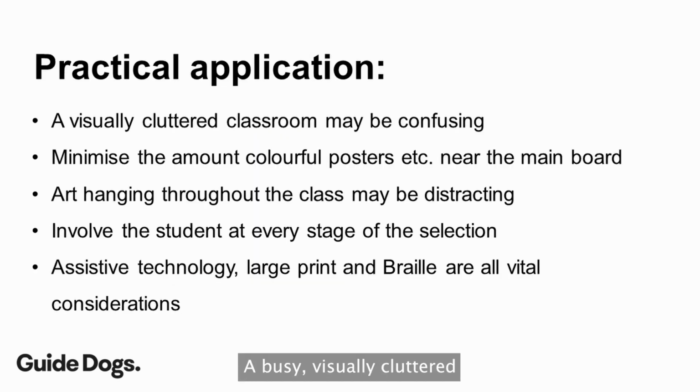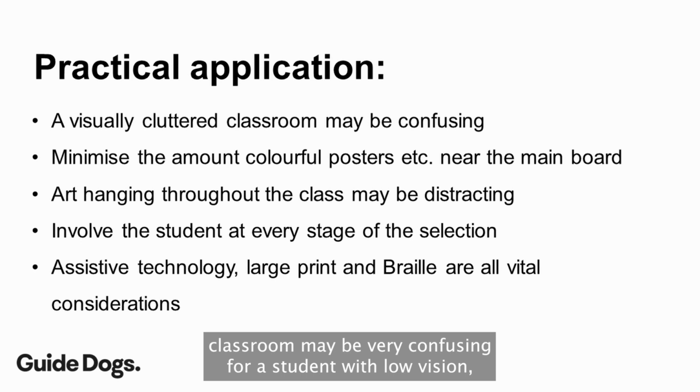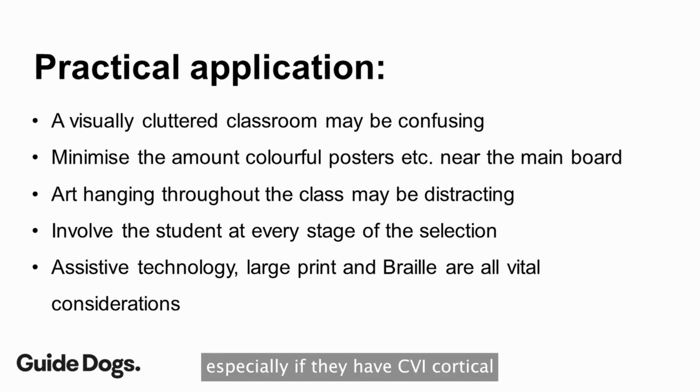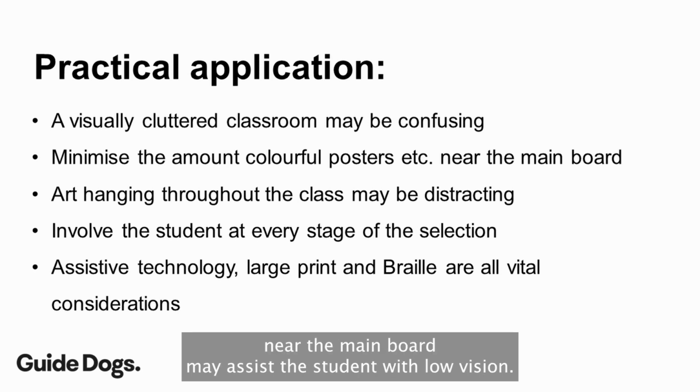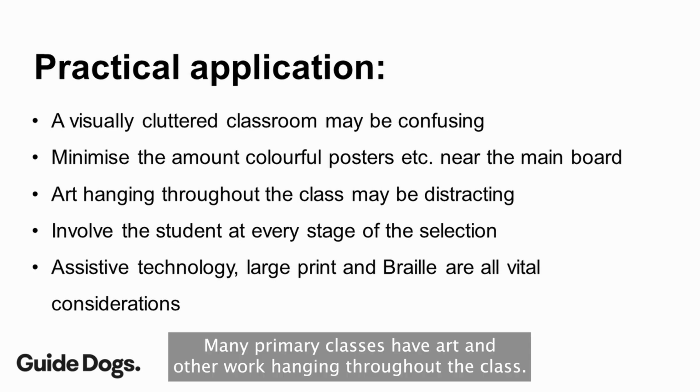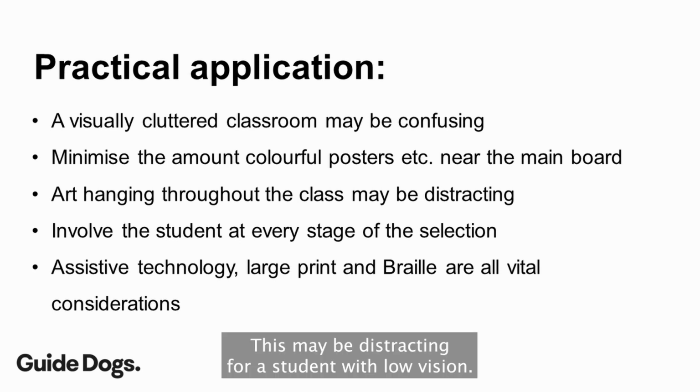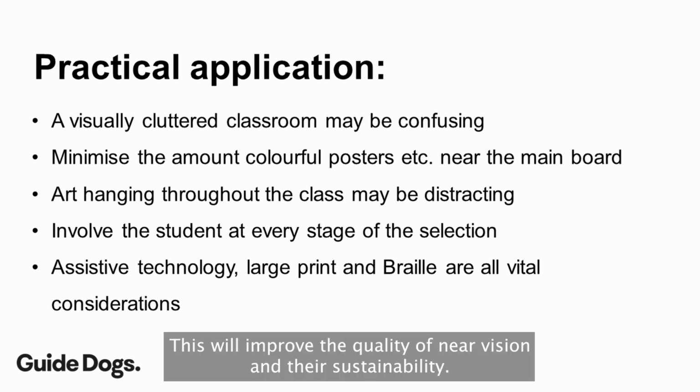Practical tips. A busy, visually cluttered classroom may be very confusing for a student with low vision, especially if they have CVI, cortical or cerebral vision impairment. Minimising the amount of colourful posters, etc. near the main board may assist the student with low vision. Many primary classes have art and other work hanging throughout the class. This may be distracting for a student with low vision. This will improve the quality of near vision and their sustainability.